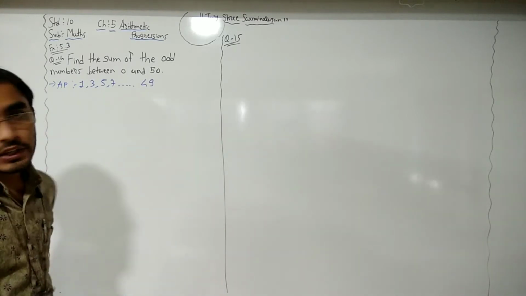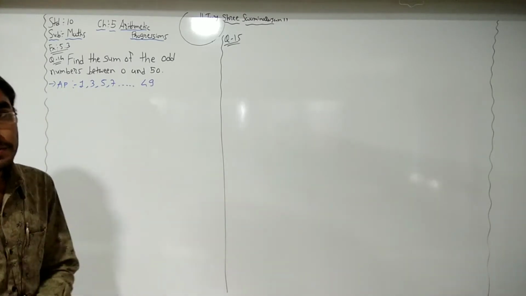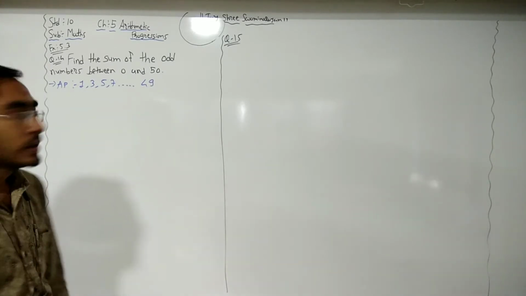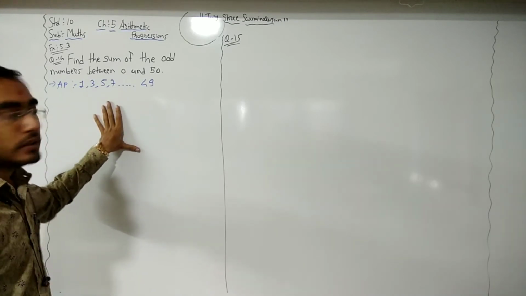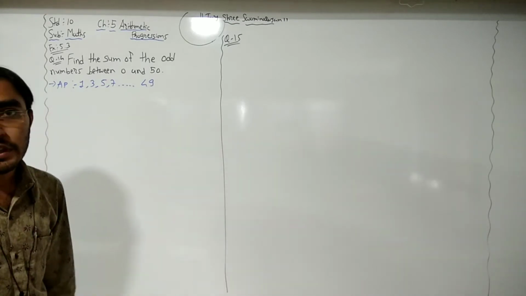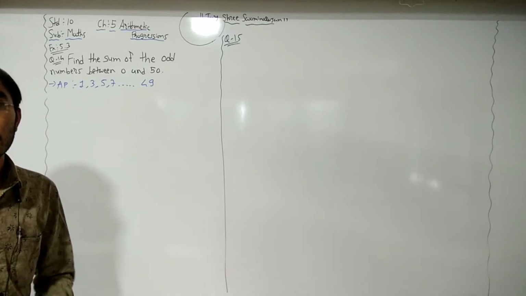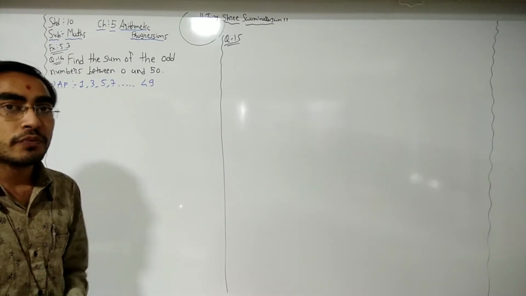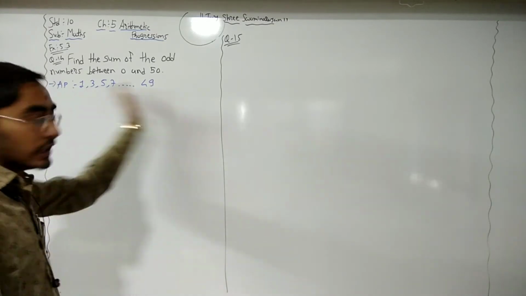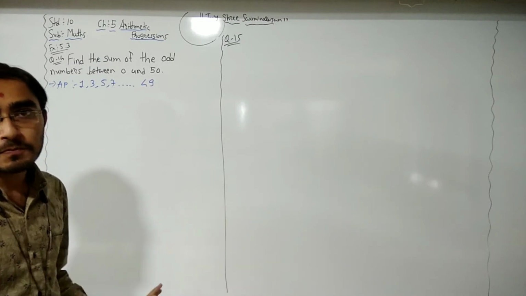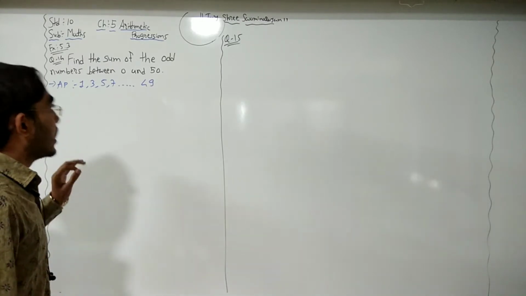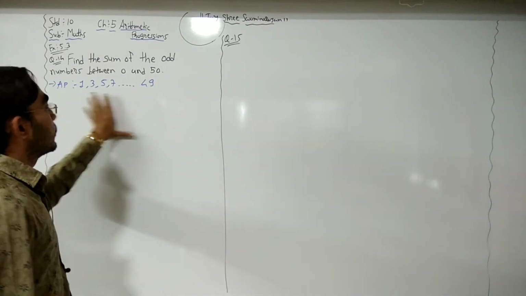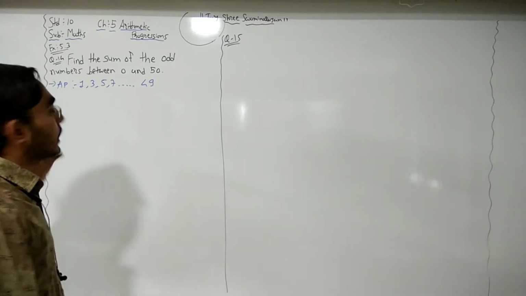Now we need to find the sum of all the numbers, but here we don't know how many terms are present in this AP. So first of all we need to find the value of n, the number of terms. After that we need to find the sum of all the terms of this AP. So how can we find the value of n here?